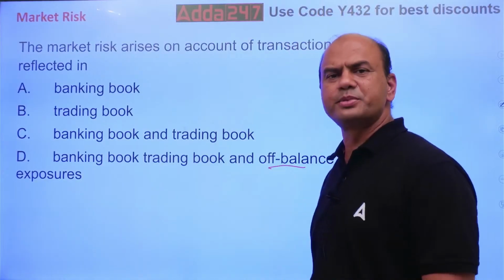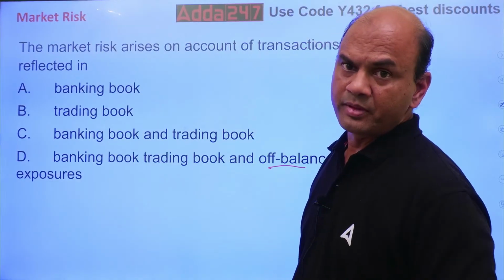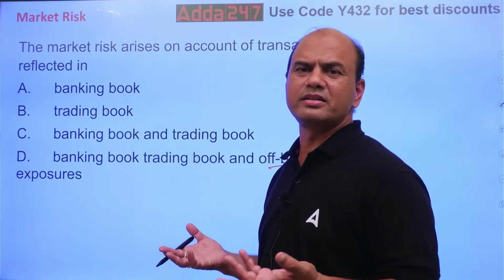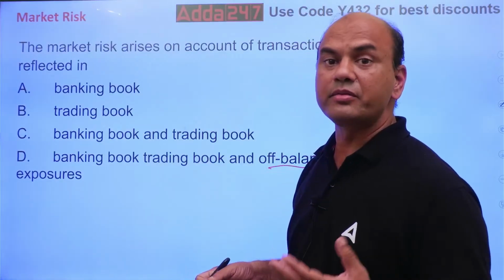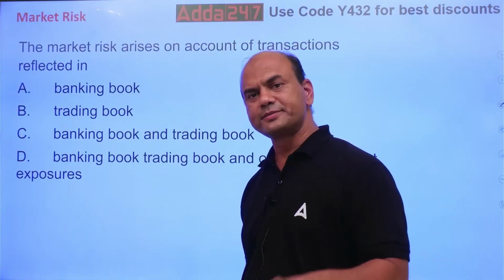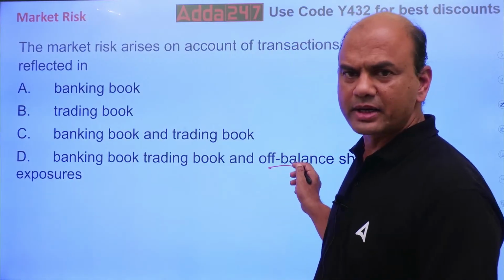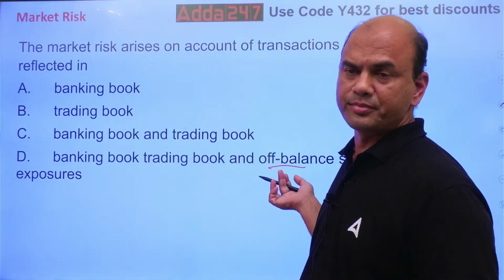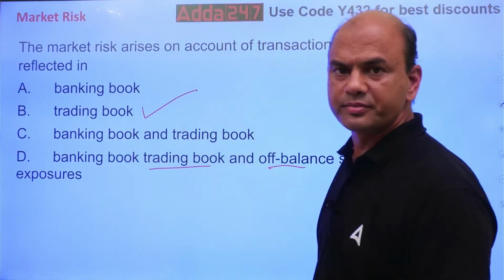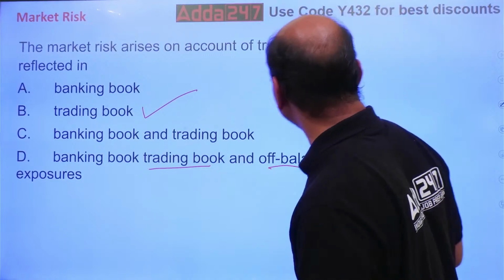Because off balance sheet exposure means what? Contingent liabilities, the liabilities which are coming up in future. Bank guarantee, LC or any acceptance, where I have given my commitment. Once I have made a commitment, I don't even listen to myself. That logic, commitment. So this is nothing to do with trading, this market risk, because I know what the risk is coming up. Trading book is of the unknown. So the answer is trading book. Kindly note, market risk arises on account of transactions reflected in trading book.